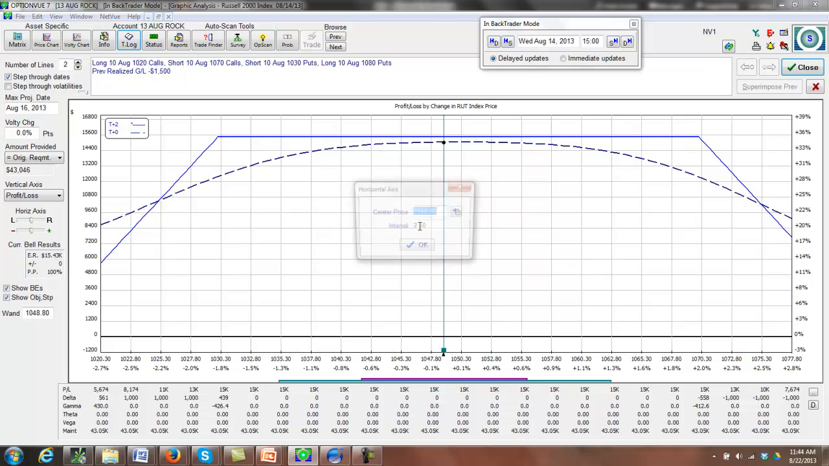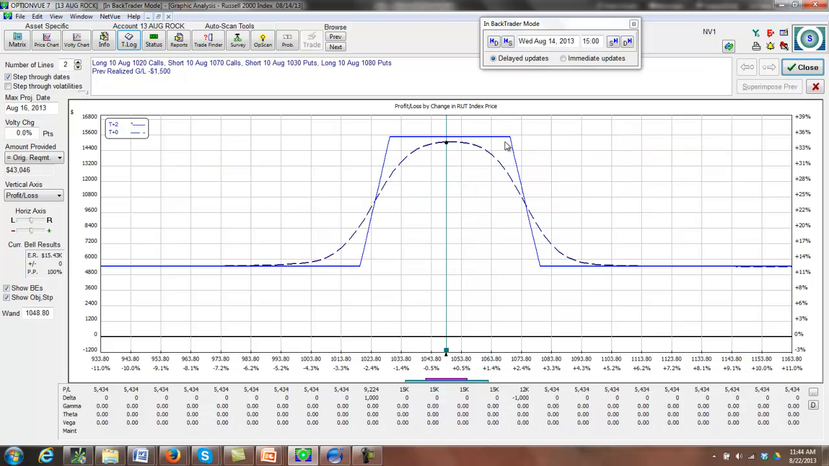So at this point here, I didn't pull off my 1070 butterflies and take on an excessive delta risk if the market wanted to take off. And I didn't pull off these ones and take on an excessive positive delta risk if the market took off.